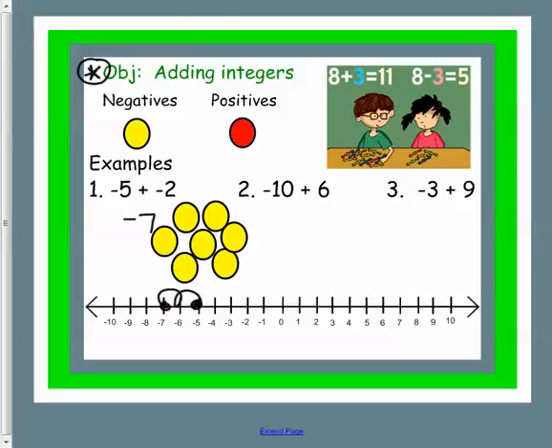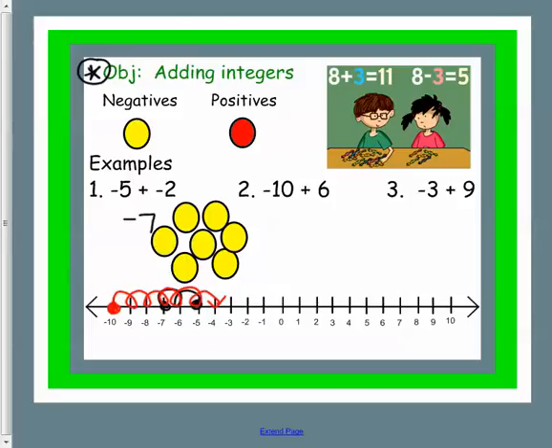Let's look at another one. I have -10 plus 6. So here's -10. And the 6 is positive, so I'm going in the right direction. In this one, I went left because they were negatives. So this time, I'm going right. And I'm going 1, 2, 3, 4, 5, 6. And I stop at -4.